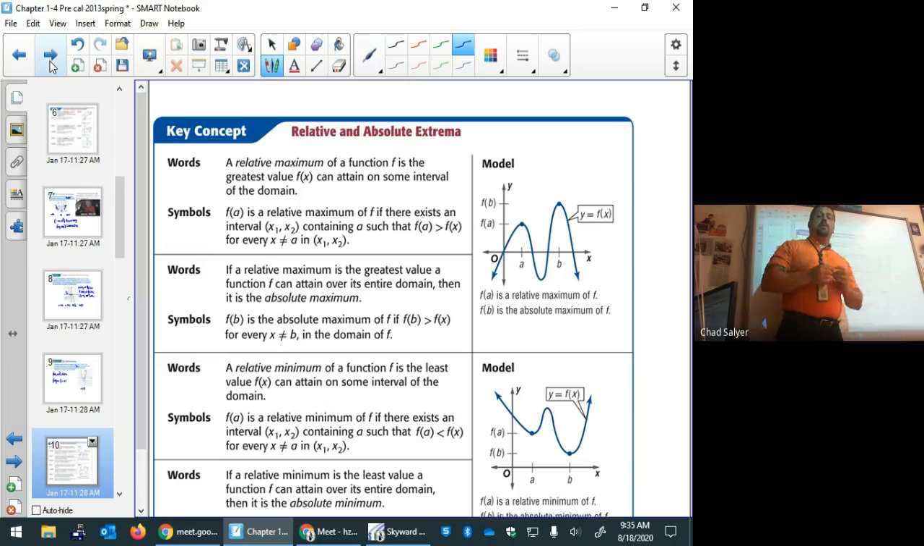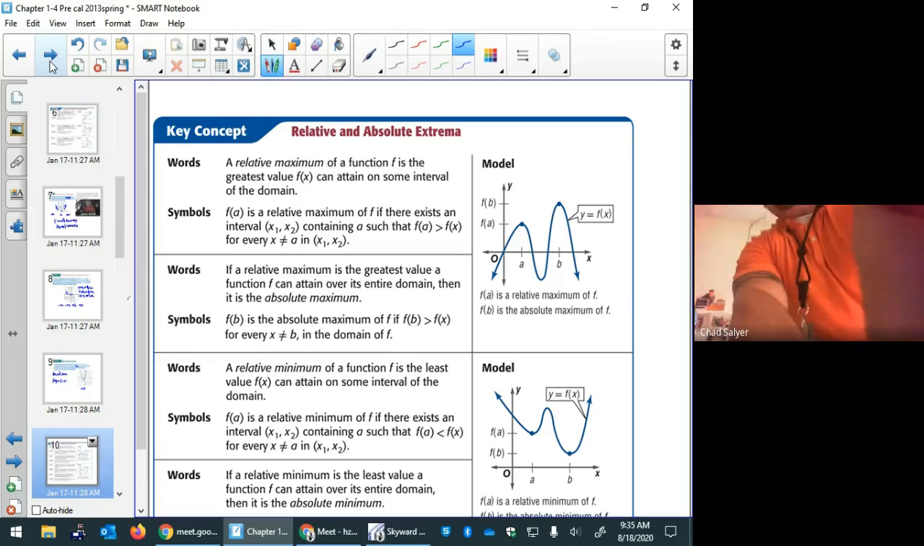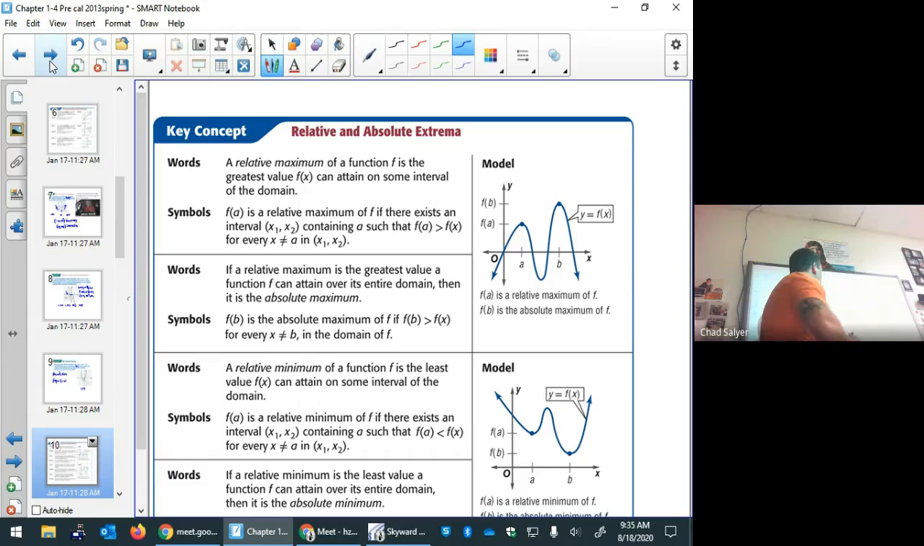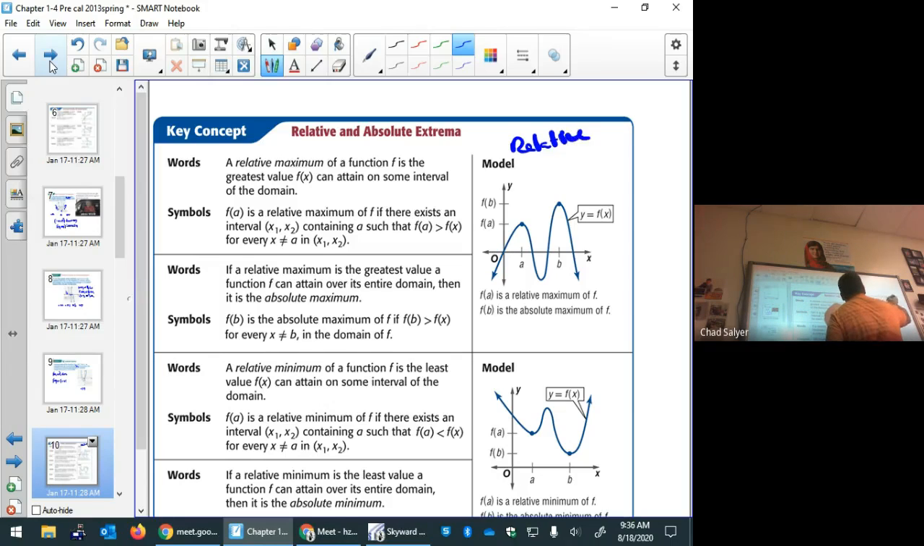Relative and absolute extrema. So here's an important one, and one that's often missed on the quiz and the test. So relative extrema are extrema over a portion of the domain. So do you see how this is a highest point, but not the highest point? So this is an example of a relative max, and this is an example of an absolute max. So a relative extrema, relative max or min, is a max or min over some portion of the domain. An absolute max or min is the highest or lowest point anywhere on that function.